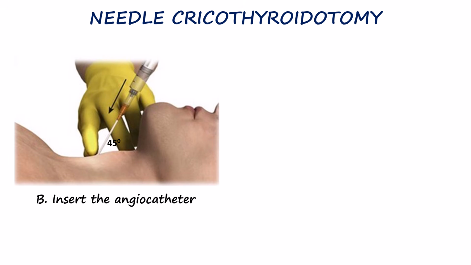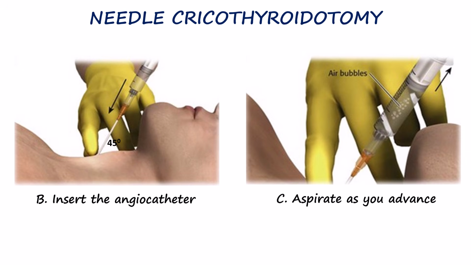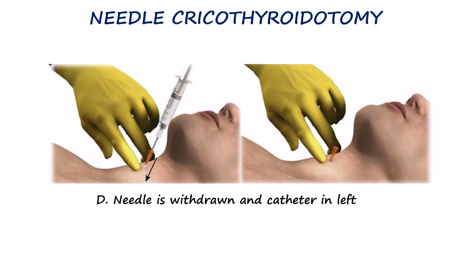Continuous negative pressure is applied to the syringe while advancing the needle, and the appearance of air bubbles confirms entry into the trachea. The catheter is then advanced fully while the needle is withdrawn. Because the catheter used in a needle cricothyroidotomy is very narrow, normal bag valve mask ventilation is often not effective. For this reason, two main methods are used to deliver oxygen through the cannula.